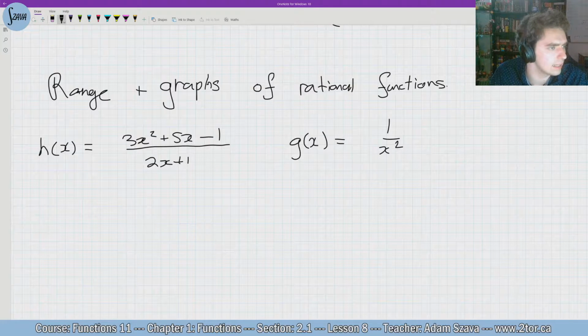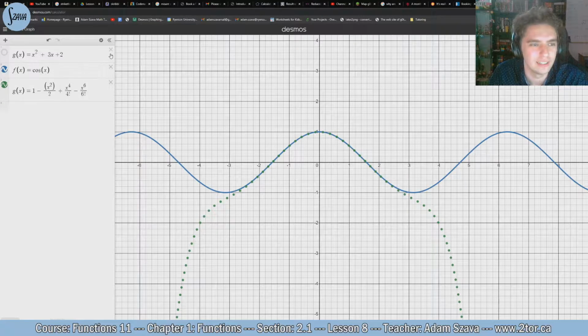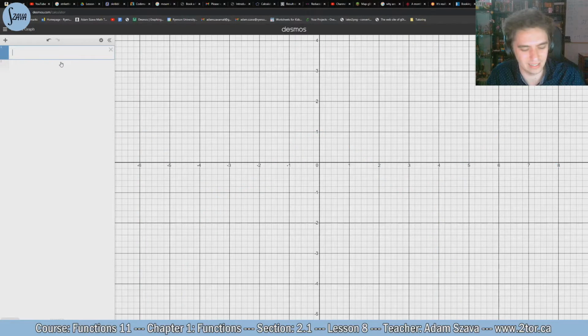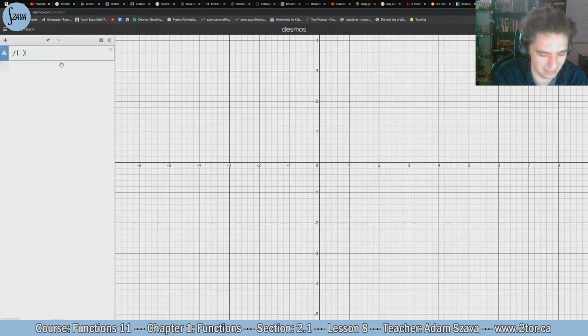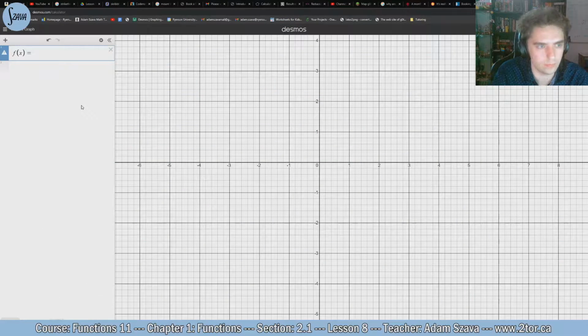Let's see what the graphs look like, and then I'll think about where I want to go after this. This lesson has a few improvised, unplanned sections, which I just think are good additions. So first of all, our function here, 3x squared plus 5x minus 1 over 2x plus 1. Sorry, I clicked a button wrong here. I have to scroll down. Okay, there we go.